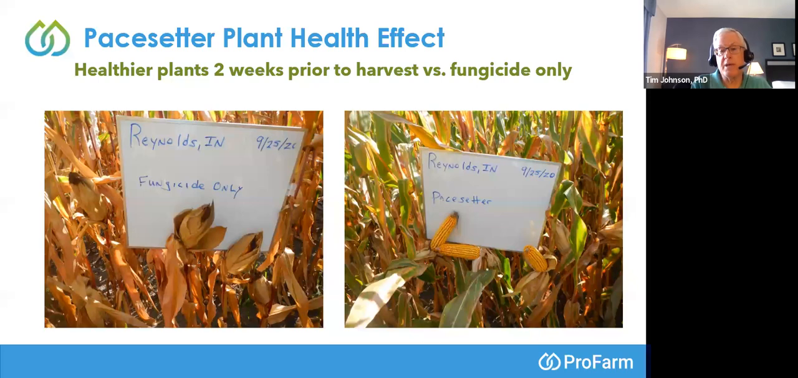And we do see this plant health benefit even towards the end of the season. This photograph is taken about 2 weeks before harvest. You can see the green plants on the right with the PaceSetter compared to the fungicide only. But it's important to note that in this case, we don't really see a difference in terms of moisture of the grain. When the grain is mature, it dries down. It's very important to the grower. You don't want to end up with a bunch of extra moisture in the grain, where you get docked, if you will, at the elevator, or you have to dry it before you take it to the elevator. There's really no meaningful difference between the grain on the right and the grain on the left.